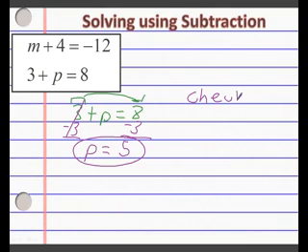So let's check it. Make sure we did that properly. We do 3 plus p. Now we found p to be 5, so we're going to put a 5 in there. So 3 plus 5 is 8. And 8 equals 8. So, hey, we did that correctly.